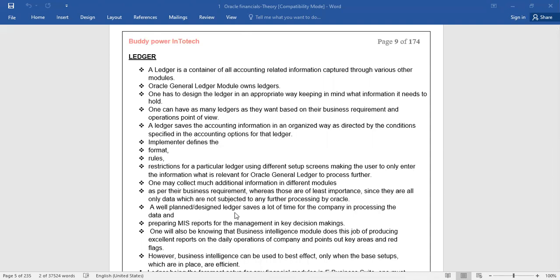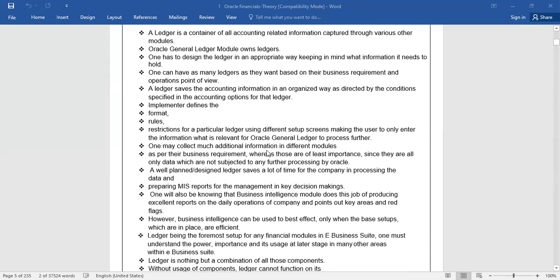Okay. Ledger is a container of all accounting related information. Designed in an operating way, it holds it. Many ledgers can be there. It has a format, it has rules, additional information also. A well-planned ledger design can save a lot of time.